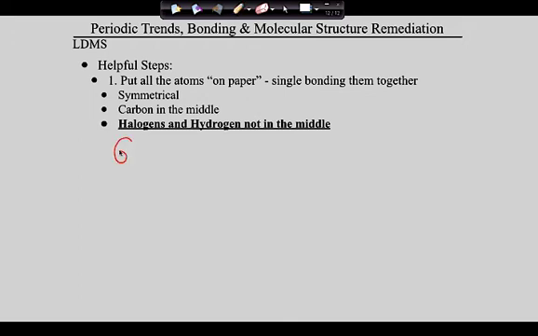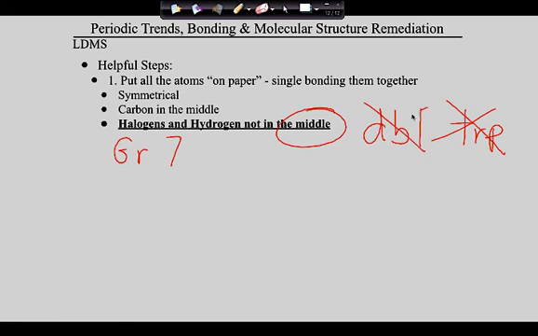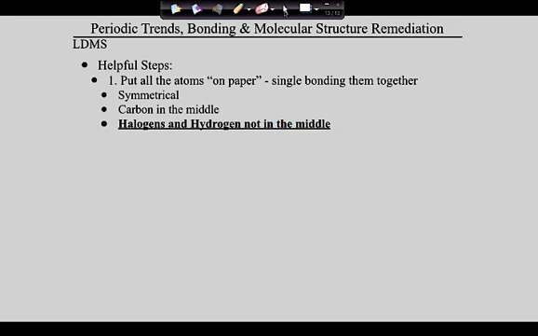The halogens are group 7. They include fluorine, chlorine, bromine, iodine, and astatine. These elements will not be in the middle of molecules because they have 7 valence electrons and only 1 bonding site. Not only can't they be in the middle, they also cannot double or triple bond. The halogens and hydrogen can only form 1 bond, and that's going to become more important later, but for now, never put these guys in the middle.